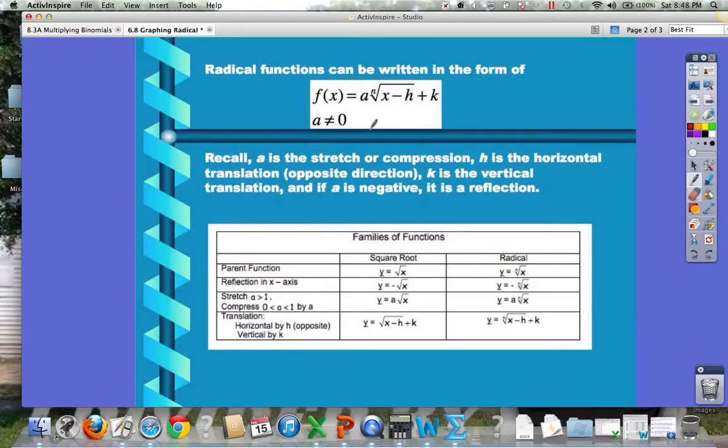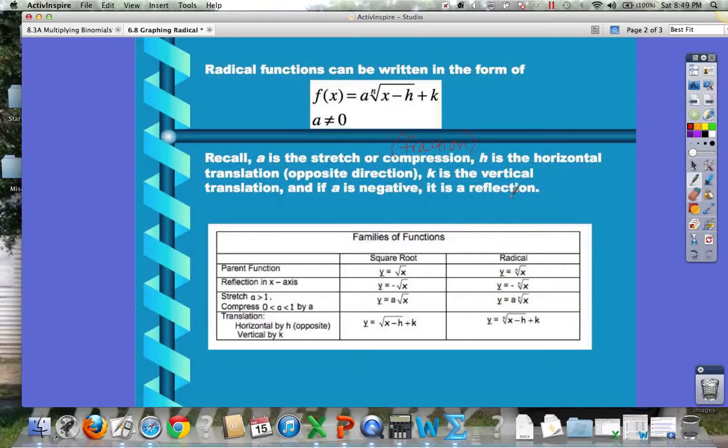Radical functions can be written in the form f of x is equal to a times the nth root of x minus h, plus k. And recall that the a part is your stretch or compression. The stretch would mean it's a whole number. Compression would be a fraction. H is the horizontal translation, which always moves in the opposite direction that it is. K is the vertical translation, moving up or down. And if a is negative, then it is a reflection.